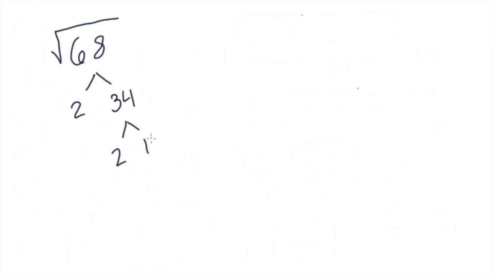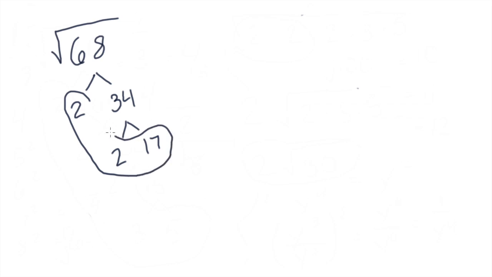Let's try and simplify the square root of 68. So I'm going to start by dividing by the smallest prime number, which is 2. 68 divided by 2 is 34. So 34 is a number that's able to be divided by 2 again, and that becomes 2 and 17. Now 17 is a prime number, so that means we're done.